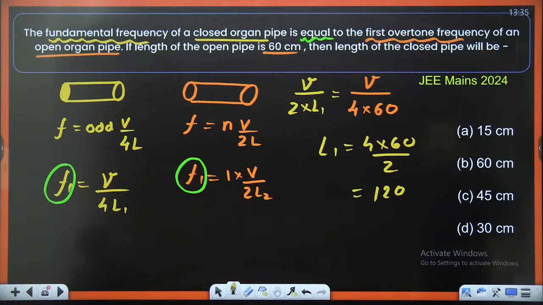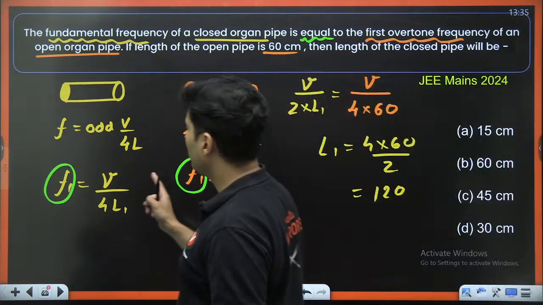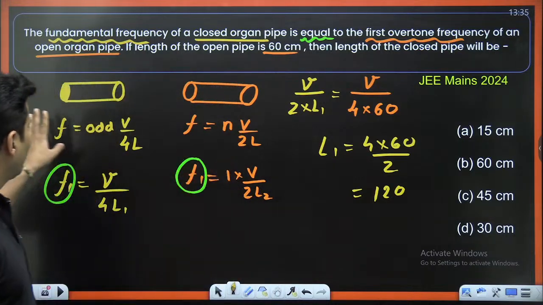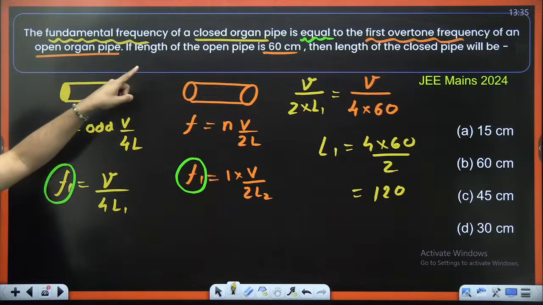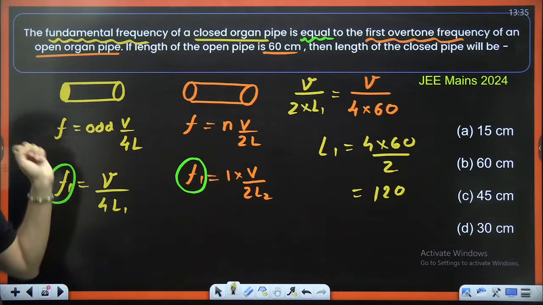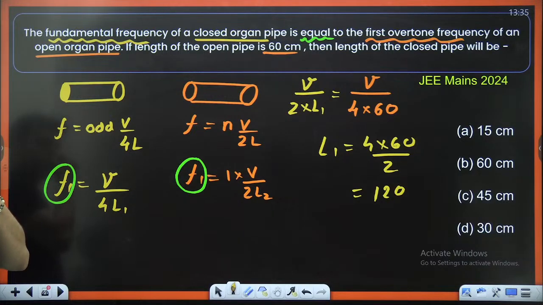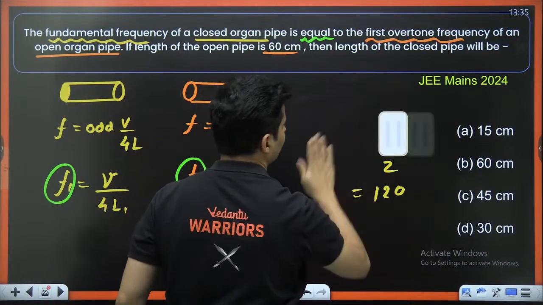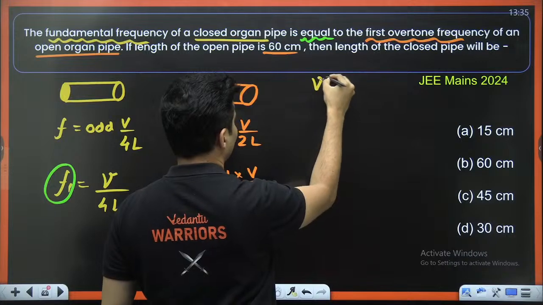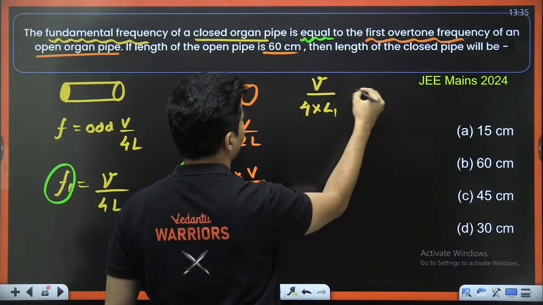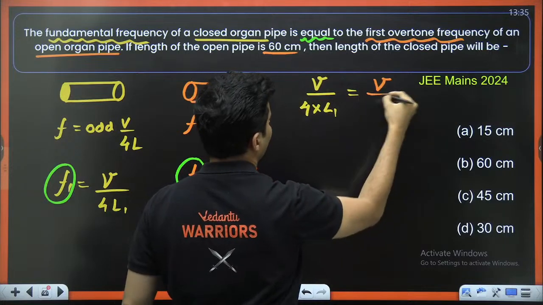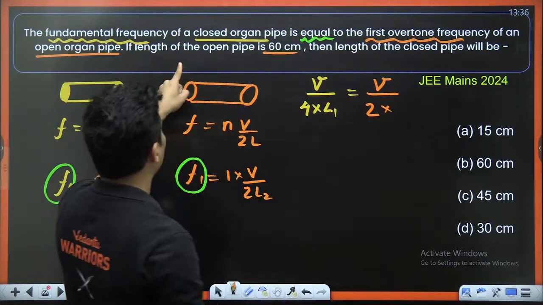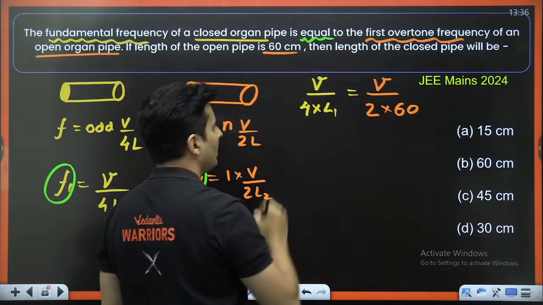The length of the open pipe is 60, then the length of the closed pipe will be... have we done something wrong over here? Just check again. Or did they mention this for the closed pipe and we had been asked for the open pipe? I think I did a calculation mistake here. I should have put 4. I'm so sorry. This was V by 4 times L1 is equal to V by 2 times L2. And for the open pipe, it was 60. Yeah, my bad.